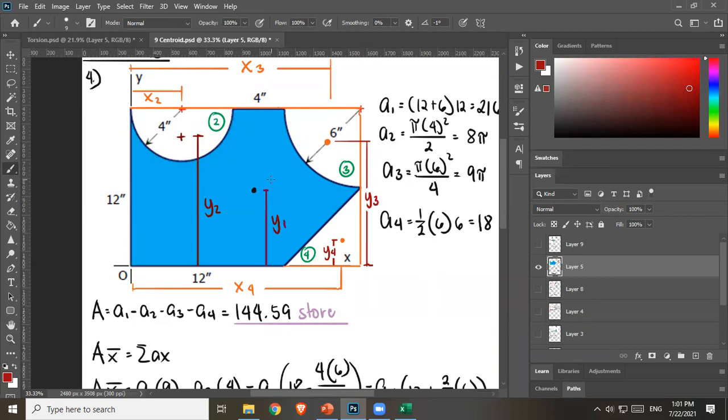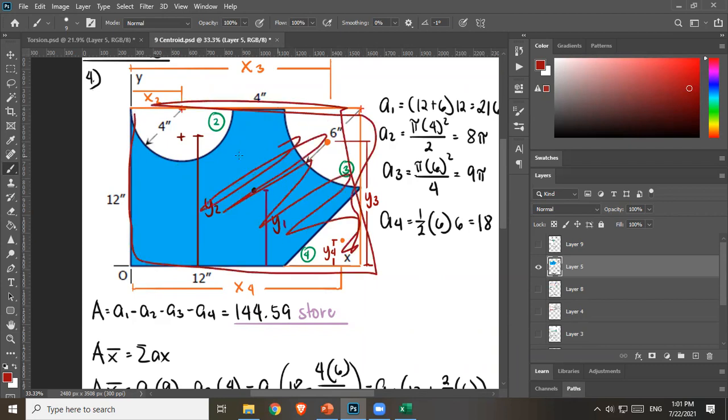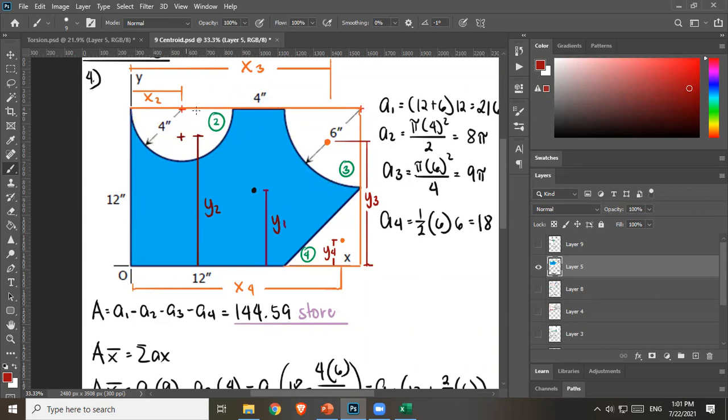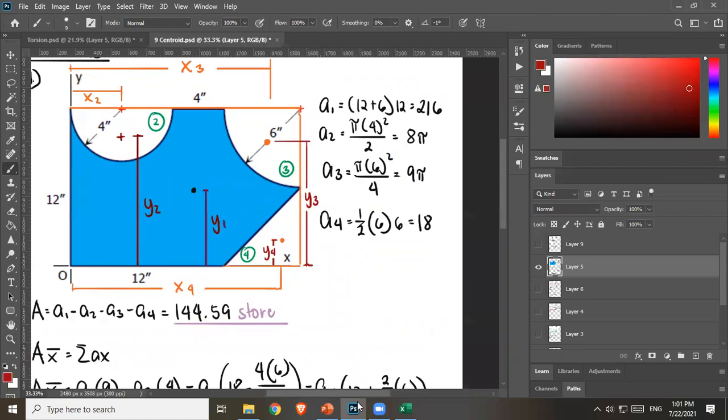Instead, we're gonna try to imagine it as a total shape and then just subtract your empty spaces. So what I did, I imagined it to be a rectangle again. And then your empty space semicircle, area 2, your quarter circle, area 3, and then your right triangle, area 4. Okay, so those are my segments.